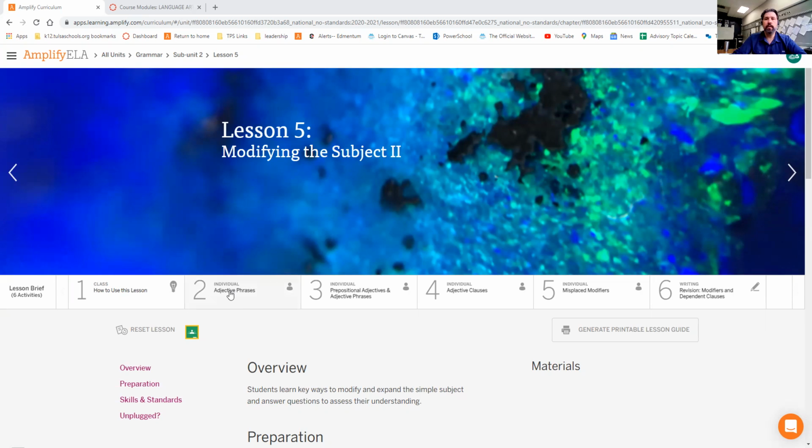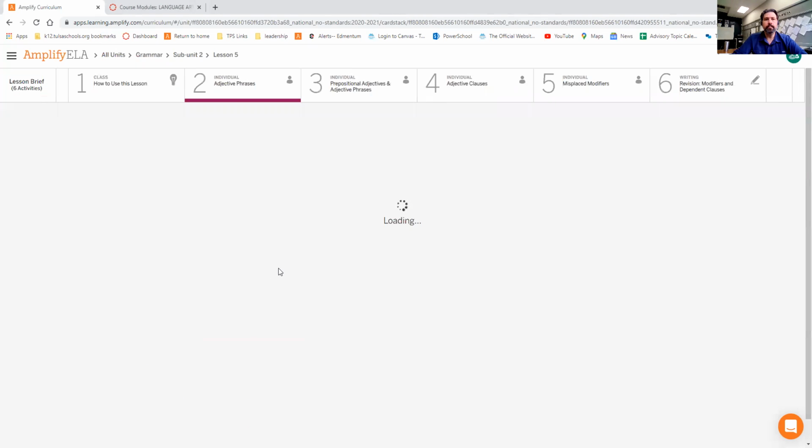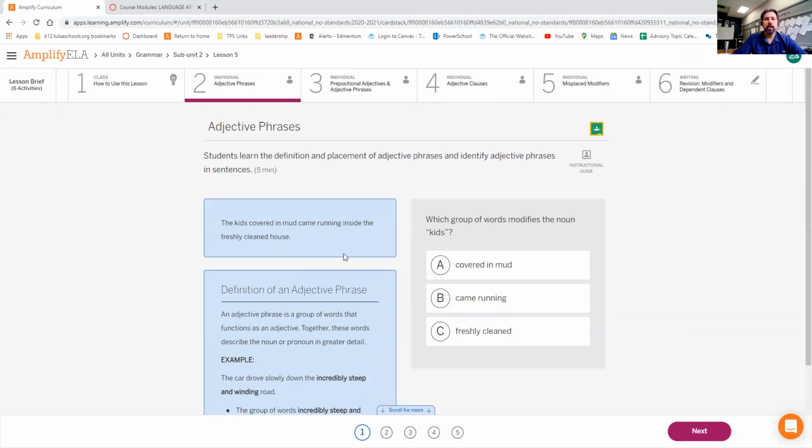So let's go through this lesson real fast. I'll go through the first three answers on all of them and kind of give you guys some points, and then you can do the rest on your own to get it all turned in. So click on slide 2. And let's look at what we've got here.